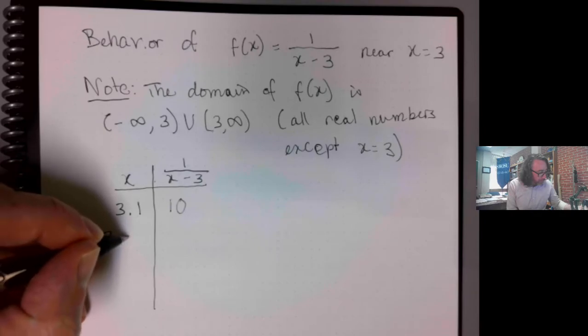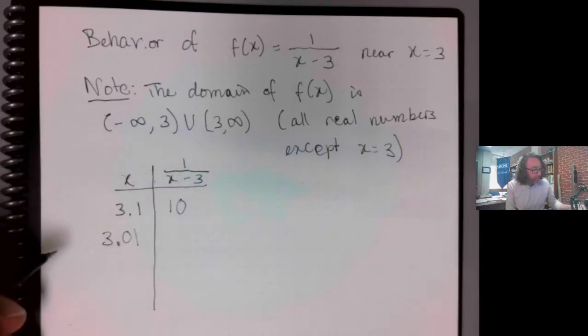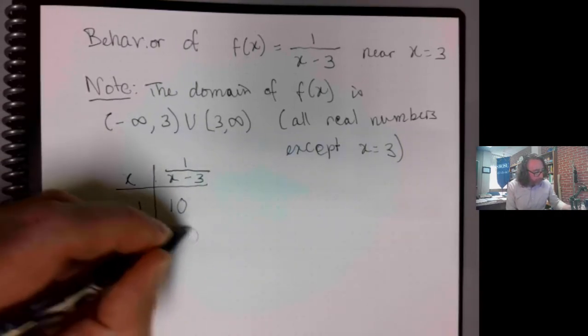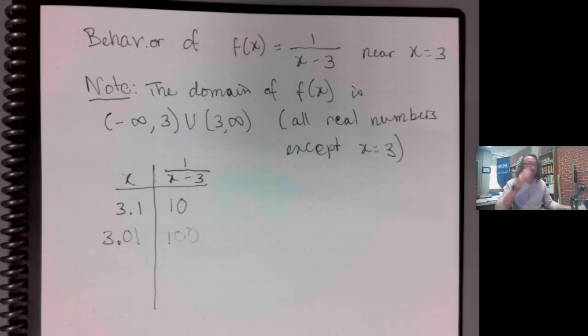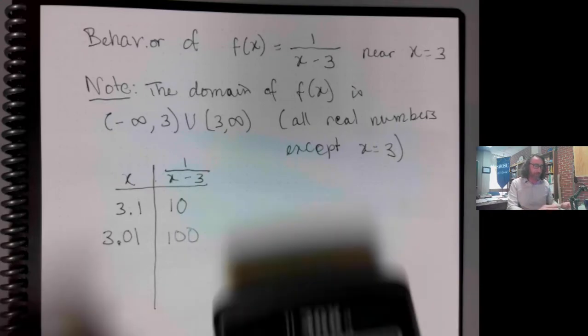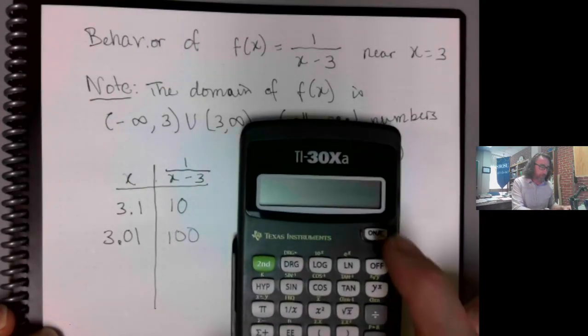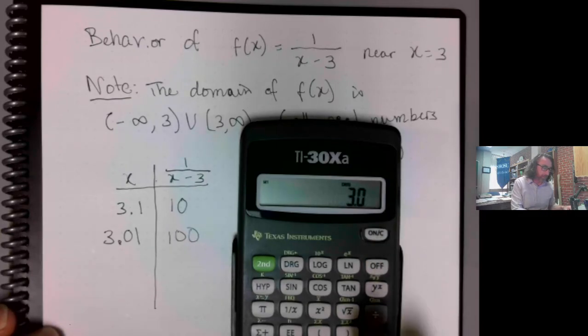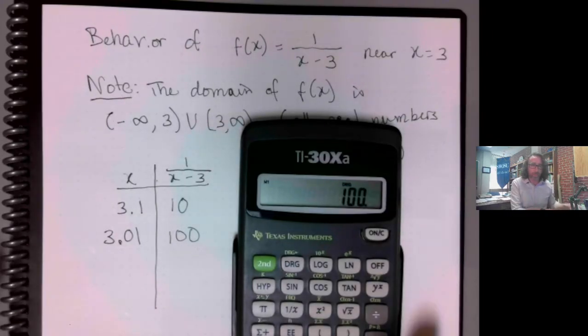Let me try another one. 3.01, I'm going to plug that into the function. I actually get 100. Okay, so in fact you can just take a calculator, do a quick computation here, right? If I do 3.01 minus 3 equals, and then take the reciprocal, see that? 100, okay?